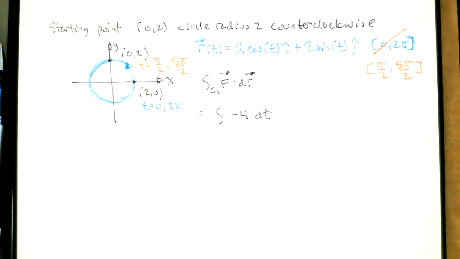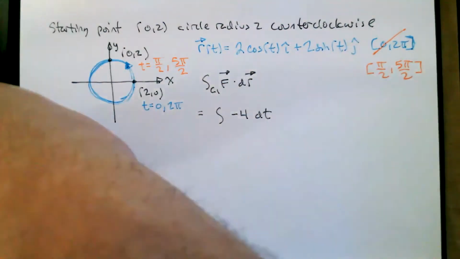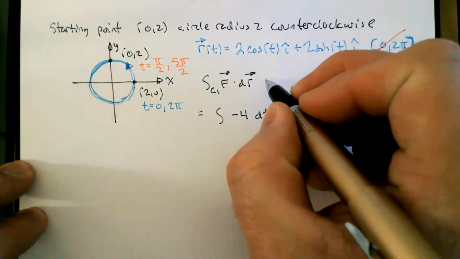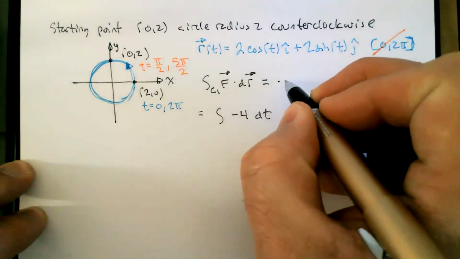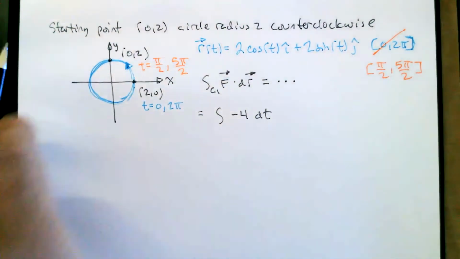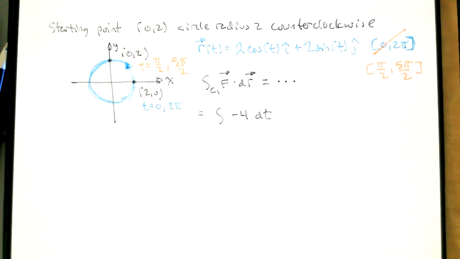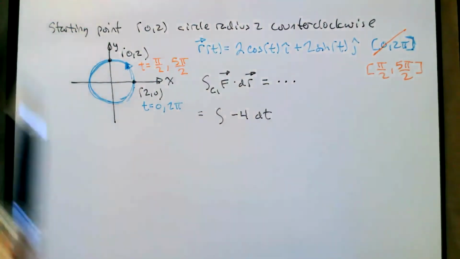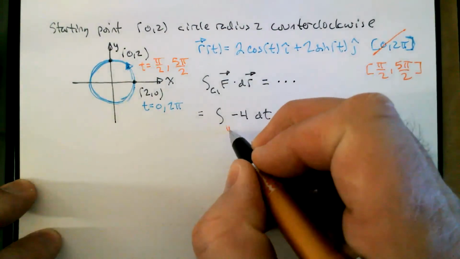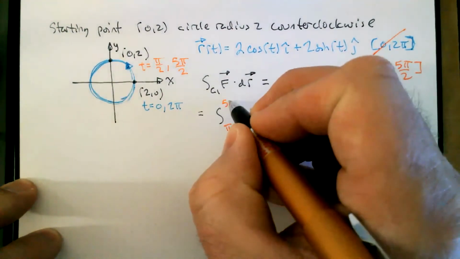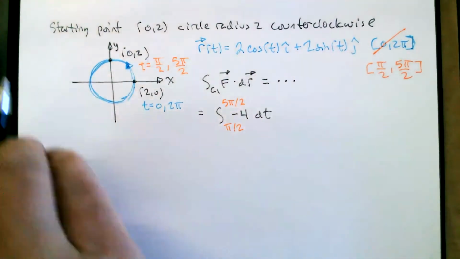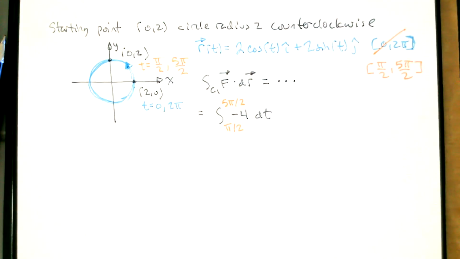The endpoints only show up in the integral. So instead of integrating from 0 to 2 pi, all the function evaluated at the points on the circle, that all stays the same. The dr, that all stays the same. But instead of going from 0 to 2 pi, we're going from pi over 2 to 5 pi over 2. And we're integrating -4, a constant.